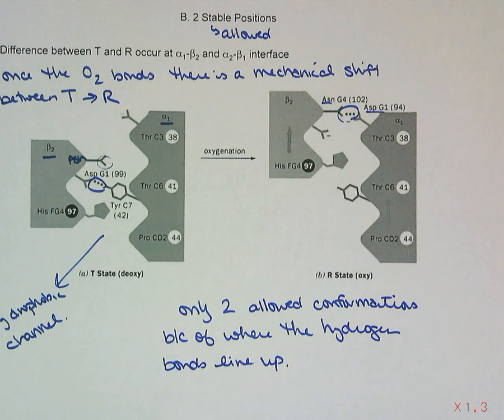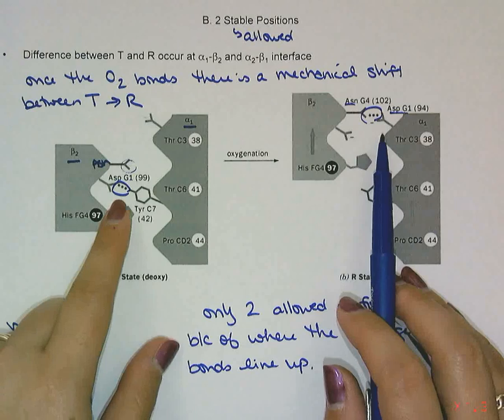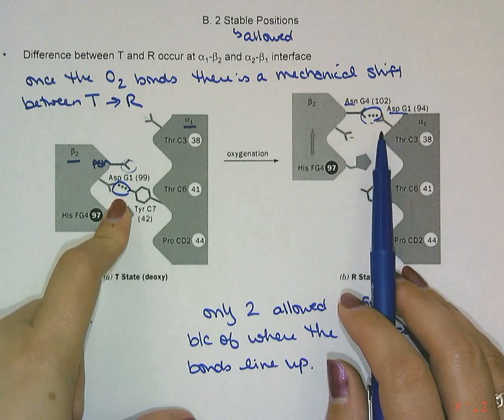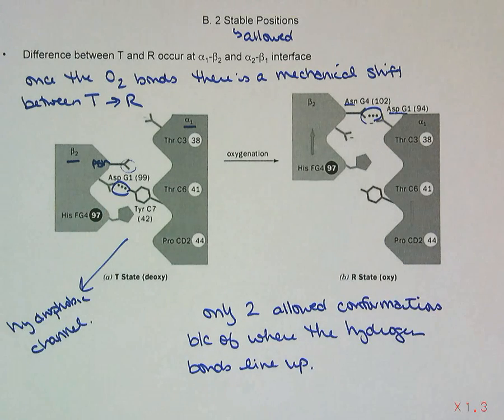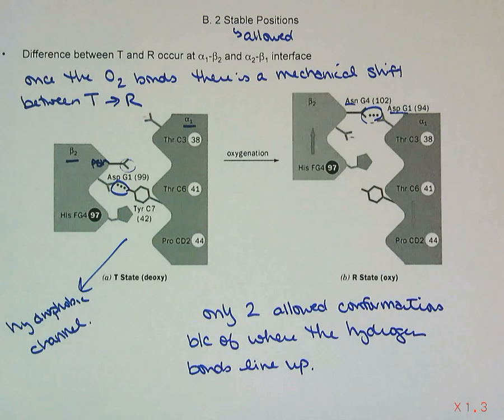Why are there not really any charged groups going on in these channels? They're hydrophobic, right? The only really allowed interactions we can have are hydrogen bonds. So this is the only two spots where we can get hydrogen bonds to line up correctly. So then, there's been a lot of discussion about all the different allowed positions and the iron.